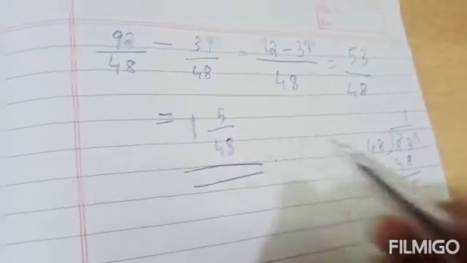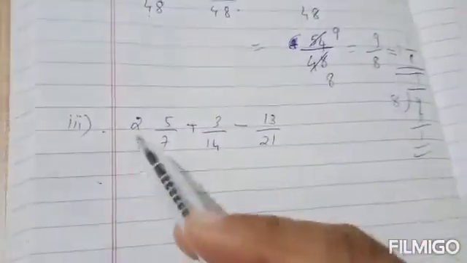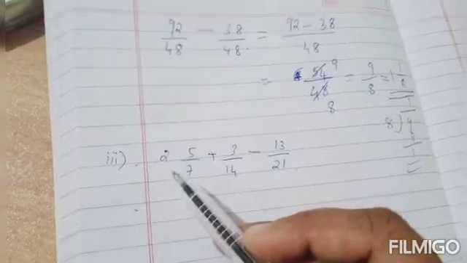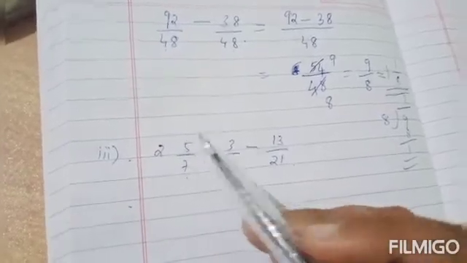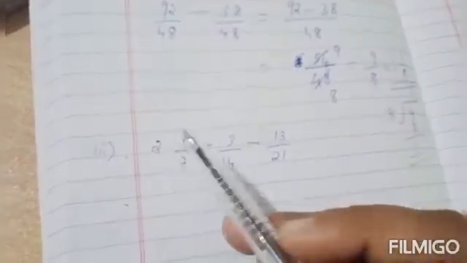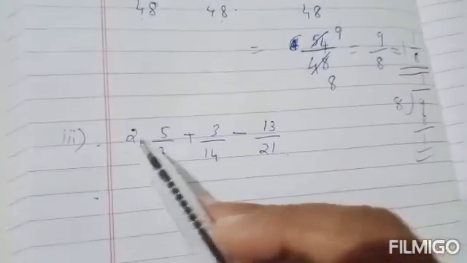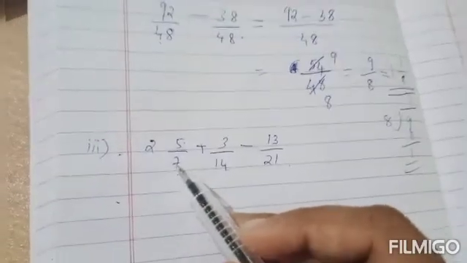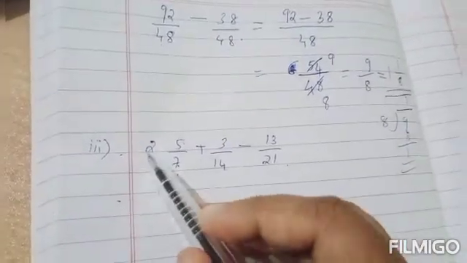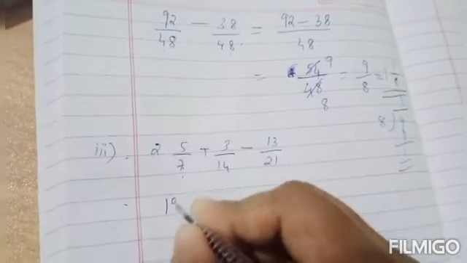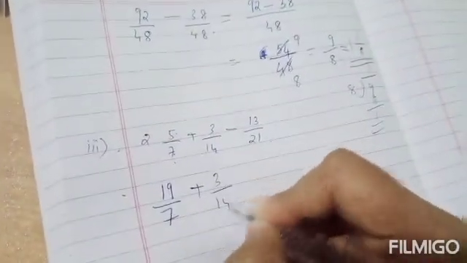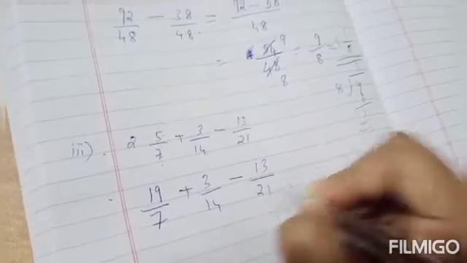1 5 by 48. Third one, 2 5 by 7 plus 3 by 14 minus 13 by 21. So here this is given in mixed form, 2 5 by 7. So first convert this to improper fraction. 2 5 by 7, converting this to improper fraction, what will you get? 7 into 2, 14. 14 plus 5, 19 by 7. Okay. Plus 3 by 14 minus 13 by 21.